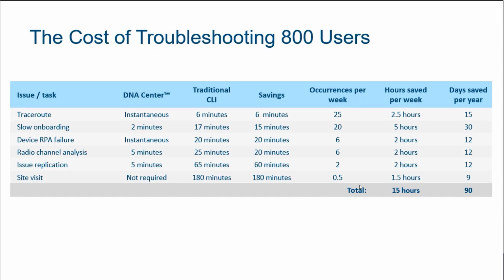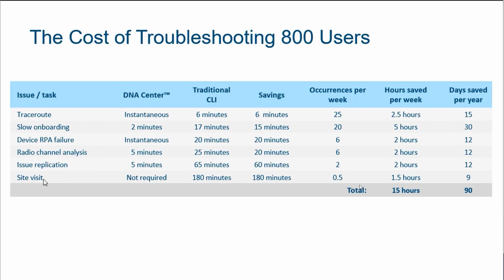When you talk about onboarding users and onboarding devices with the same type of scenario, we've got a 15-minute average savings of using Cisco DNA Center versus traditional command line. And again, it adds up over a year. We're looking at 30 days of troubleshooting saving.